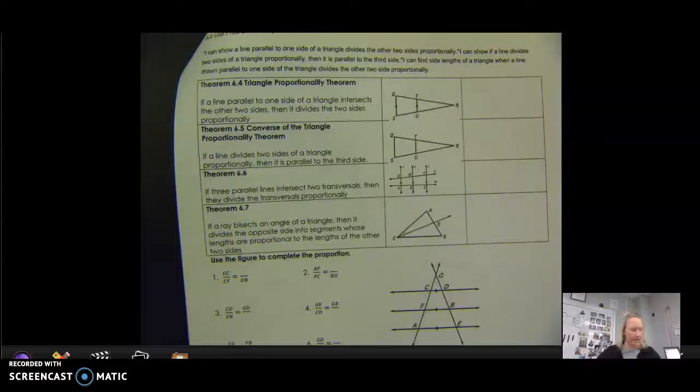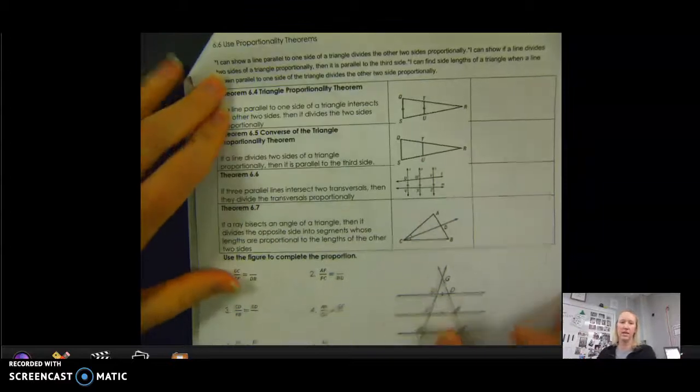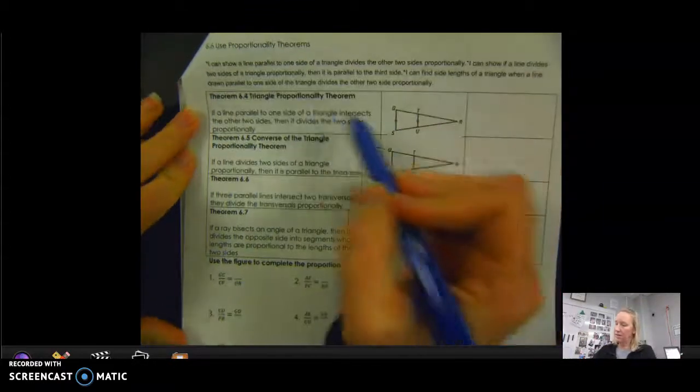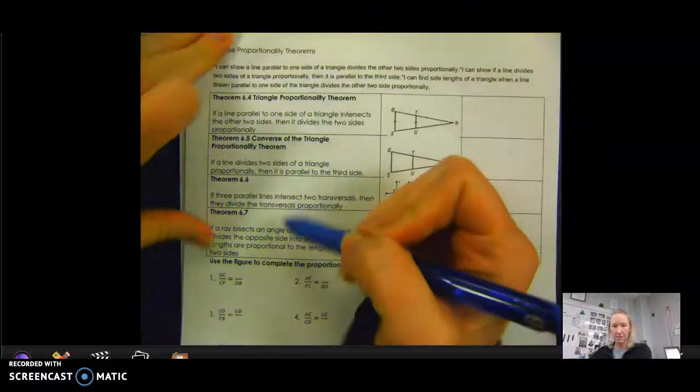Hey guys. Okay, last section of notes. So 6.6 proportionality theorems. We have 4 new theorems we're going to talk about here.